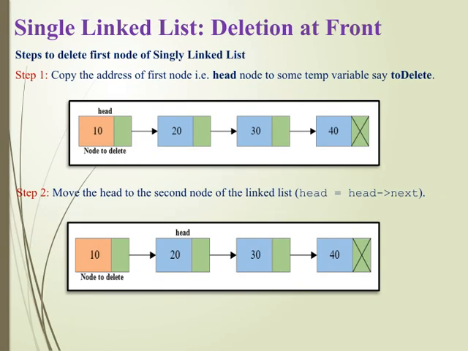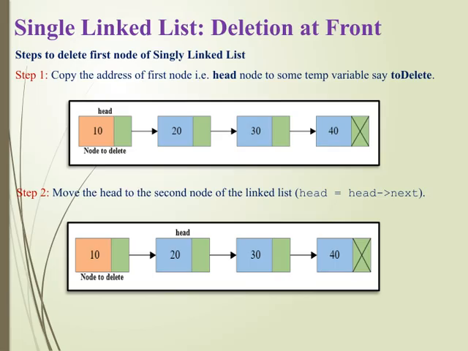All right, let's walk through the steps to delete the first node of a singly linked list. First, we start by copying the address of the first node, which is the head node, into a temporary variable called toDelete. This is important because we need to keep track of the node we're about to remove. Next, we move the head pointer to the second node in the list, which is done by setting head to head next. This effectively removes the first node from the list, as the head now points to the second node.